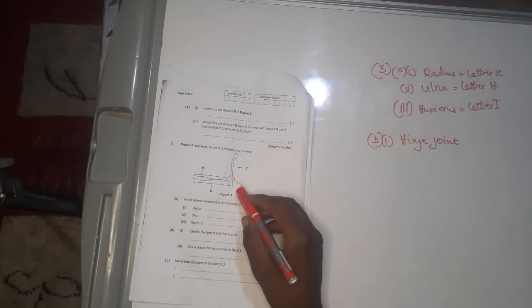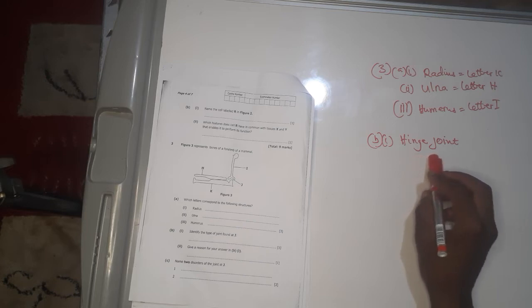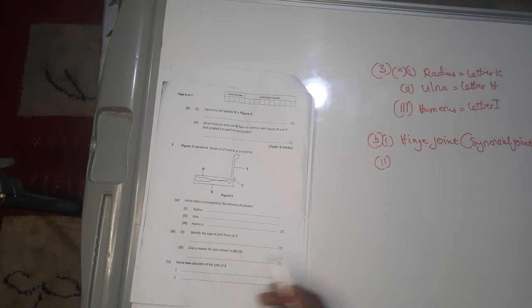Okay, so the type of joint which is found here can be called the hinge joint, or if you want, you can use the word synovial joint, because the hinge joint falls under synovial joint. Under synovial joint, we have the hinge joint, the ball and socket, and many others. Okay, then we go to Roman numeral 2. Give a reason for your answer in B1 above. Why have we said that this is a hinge joint?